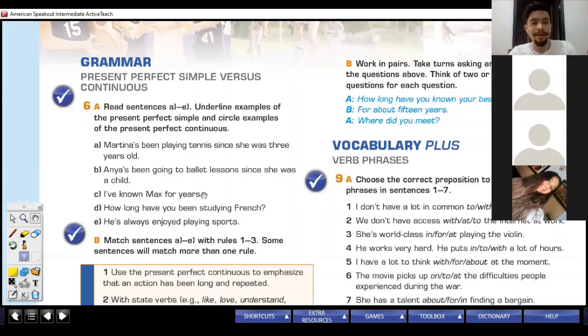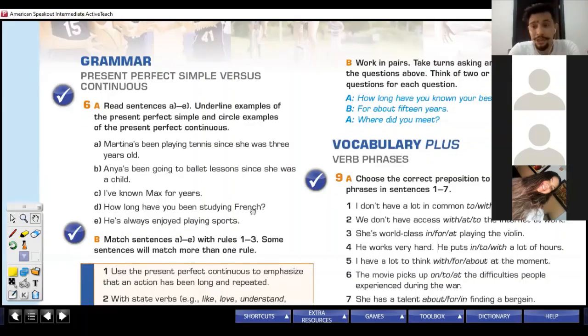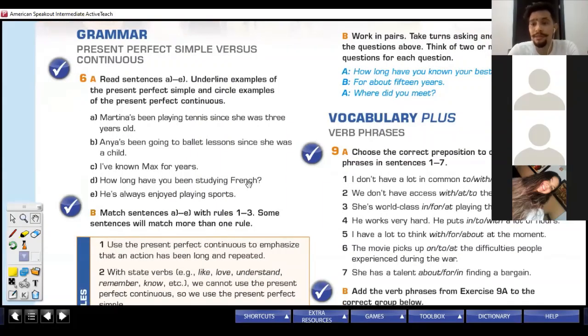And do you know, I mean, in this moment, do you know Max or do you already know Max? You already know Max. All right, great. You already did this action because the action of knowing is over. Now, D, how long have you been studying French? Is that continuous? Great. Continuous. And now, is the person still studying French or not?